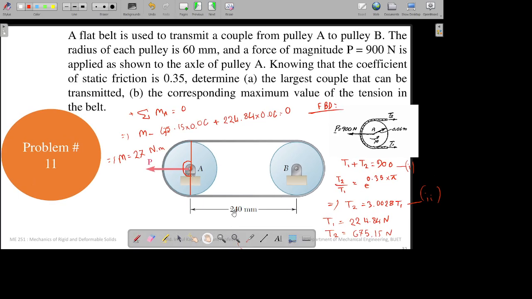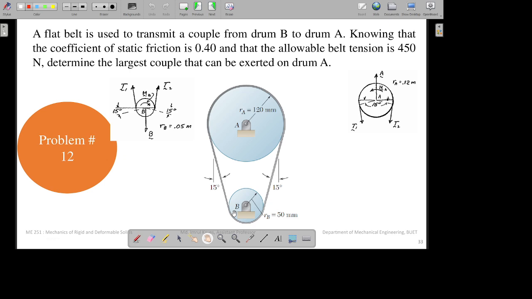So that was it. Now the next problem, which is our last problem, I guess. A flat belt is used to transmit a couple from drum B to drum A. Knowing that the coefficient of static friction is 0.40 and that allowable belt tension is 450 Newton, determine the largest couple that can be exerted on drum A. We have over here the two free body diagrams. This is FBD of A and this is FBD for B.